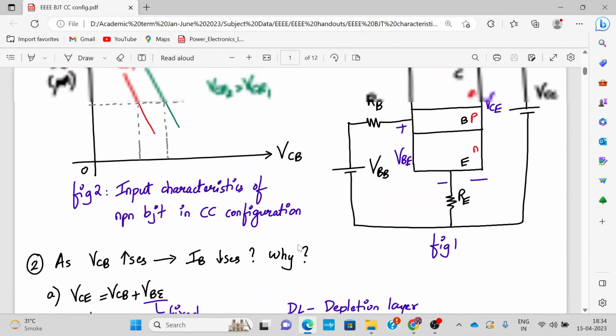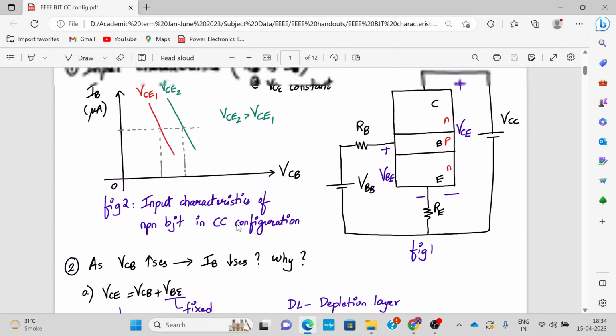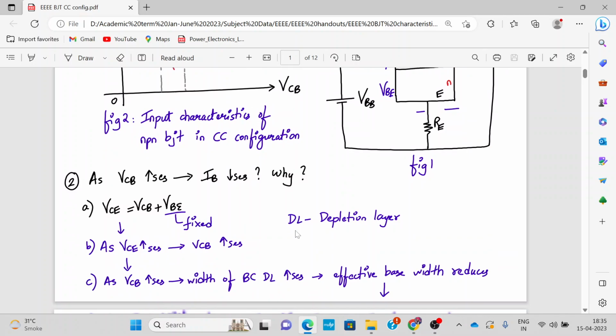So now let us try to understand from this characteristics why by increasing the value of VCB, your IB is reducing. As you increase the value of VCB, IB is reducing, right? So we'll try to answer this question, why.